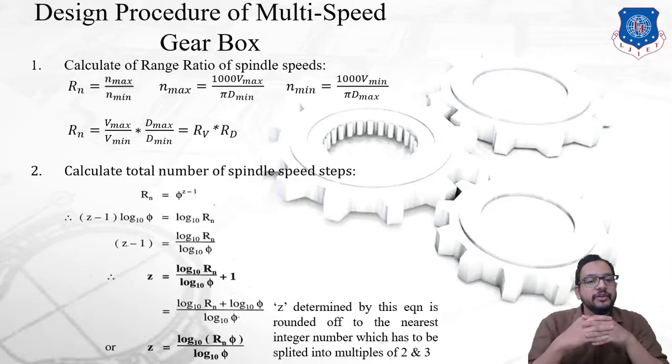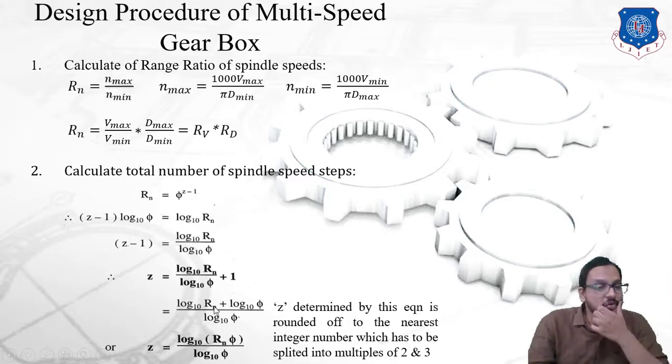So we know the equation: range ratio Rn is equal to phi raised to Z minus 1. Now we can determine Z. For this we need to apply logarithm on both sides. Whatever is in the power will come to the bottom side, so it is going to become (Z minus 1) log phi to the base 10 equals log Rn to the base 10. Now making Z minus 1 the subject, we can write it as log Rn to the base 10 upon log phi to the base 10. Finally solving this, we get Z is equal to log Rn to the base 10 upon log phi to the base 10, plus 1. Taking LCM in the final equation.